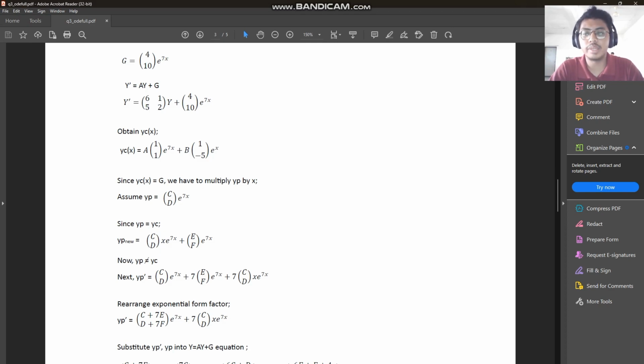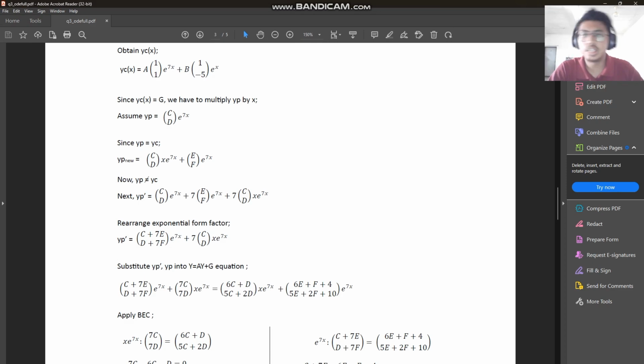So YP prime is matrices of CD exponent 7x plus 7 matrices EF exponent 7x plus 7 matrices CD x exponent 7x. So when we rearrange the exponential form factor, we get YP prime is equal to matrices of C plus 7E, D plus 7F of exponent 7x plus 7 matrices of CD x exponent 7x.